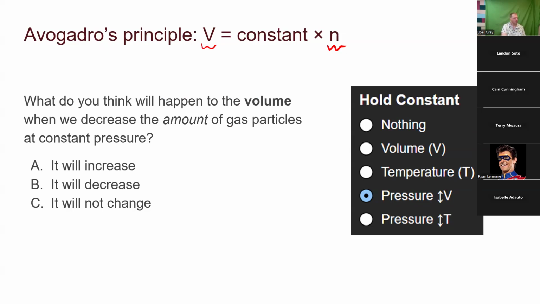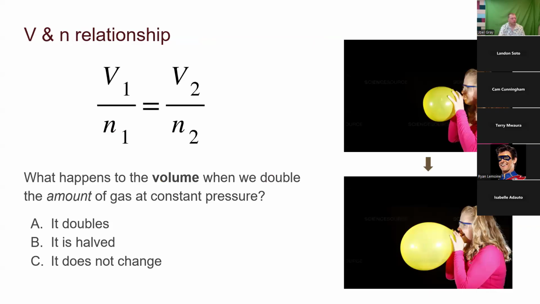So the question is, what do you think will happen to the volume when we decrease the amount of gas particles at constant pressure? Okay, so we've got P, V, N, T. What do we care about for this? We care about volume and amount. We don't care about pressure. We don't care about temperature. We care about volume and amount. When volume decreases, what's going to happen to the amount of gas? It will also decrease. We see that visualized here.